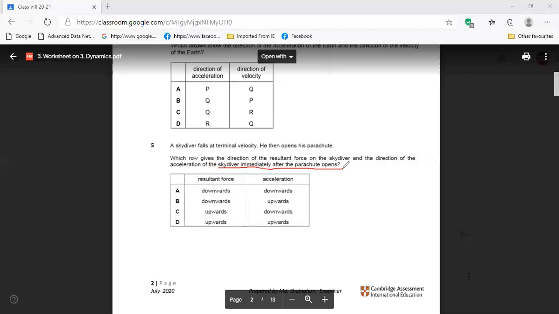So I think it's D. B or D? Upwards, upwards. Yeah, correct.